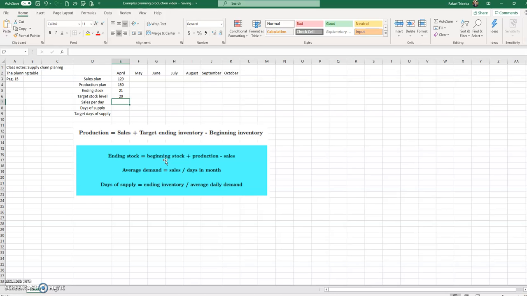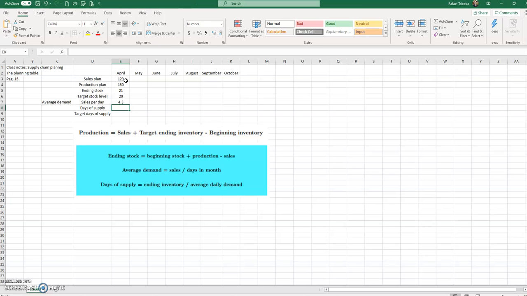And then I can compute my sales per day, which is my average demand. Sales per day is the same as average demand. So my sales per day is going to be equal to my total sales divided by days in month. My total sales is 129 divided by 30 days of April. Let's assume we sell every day. So our sales per day is 4.3 units.